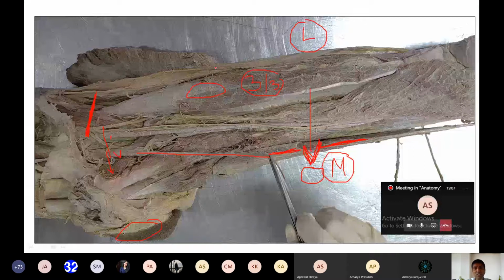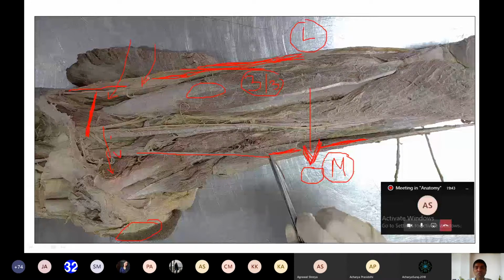This thick fascia in this region is known as the iliotibial tract. We can see the iliotibial tract laterally, okay, and here proximally, as you already know from the theoretical part, it splits into two layers and encloses a muscle. This muscle is known as the tensor fascia lata. So here you can see tensor fascia lata. If this muscle is identified, it is tensor fascia lata. If this structure is identified, it is the iliotibial tract, okay.